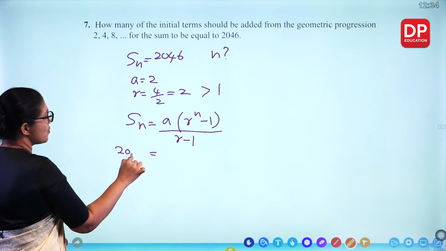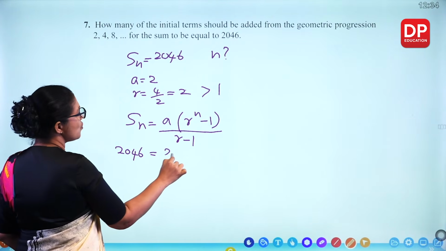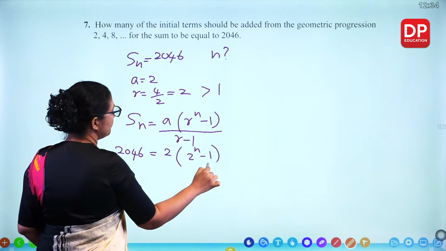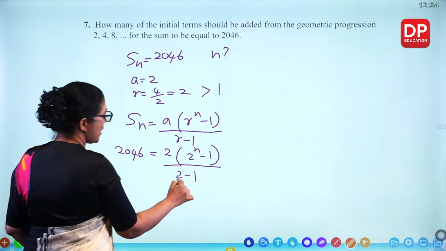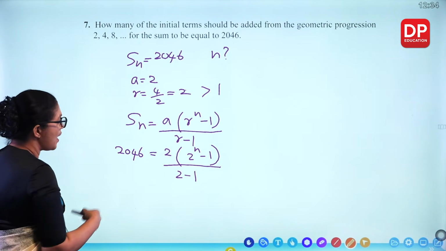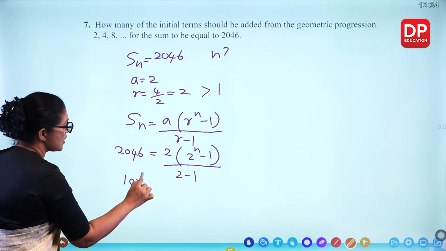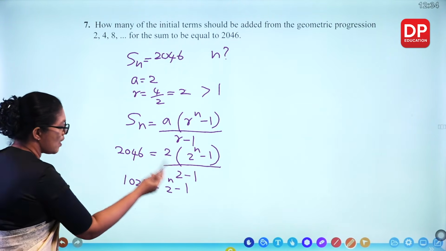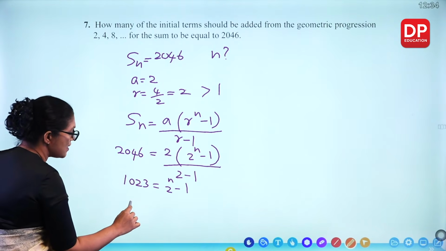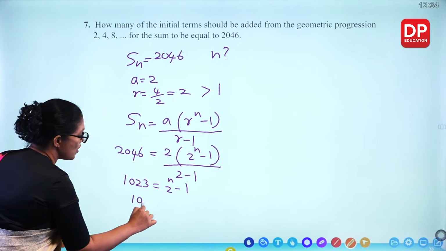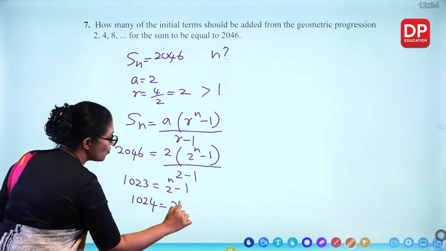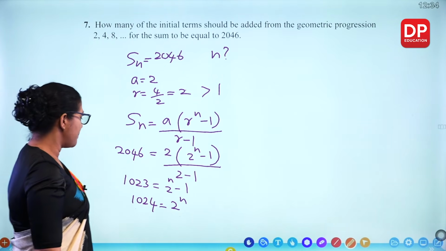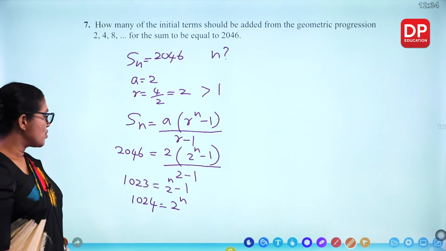Use the correct formula. Sn is 2046. A is 2, R is 2. 2 minus 1 is 1. Then when you divide by 2, what do you get? 1023 is 2 to the power n minus 1 when you take it to the other side. 1024 is 2 to the power n. So what is n? What is 1024?